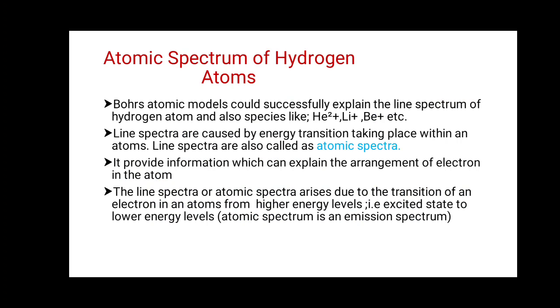The line spectra or atomic spectra arise due to the transition of an electron in an atom from a higher energy level, the excited state, back to the lower energy level. It means from a higher energy level it comes back to a lower energy level, and it is called an atomic spectrum or emission spectrum.